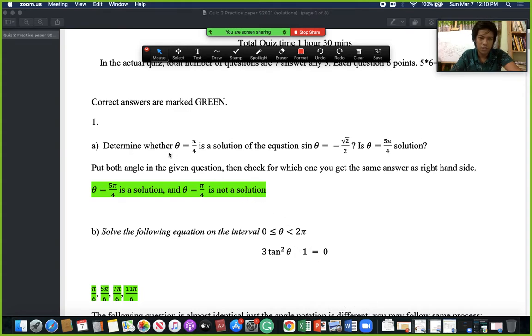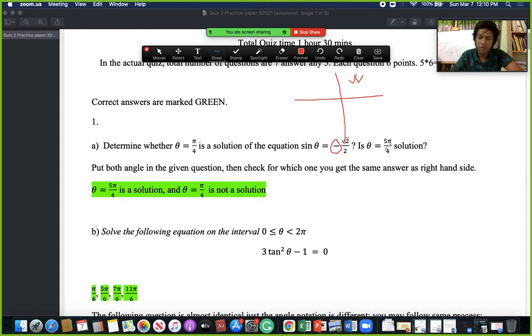The first math is: determine whether theta equals pi by 4 is a solution for sin theta equals this, and is this a solution? The answers are also written here, but look at why this is not a solution. This pi by 4 is in the first quadrant, and in the first quadrant we know that sine is positive, but here it is given negative. That's why it cannot be an answer.